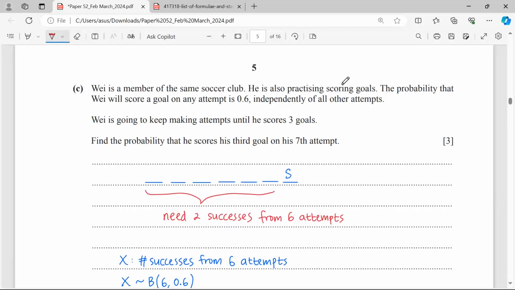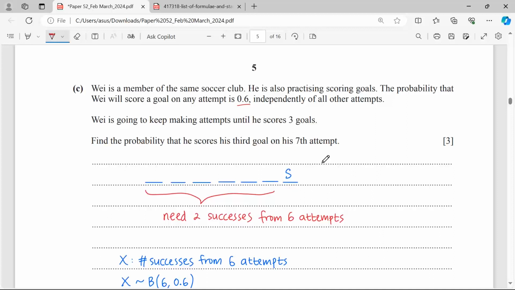Okay, for part C, Wei is a member of the same soccer club. He is also practicing scoring goals. The probability that Wei will score a goal on any attempt is 0.6, independently of all other attempts. Wei is going to keep making attempts until he scores 3 goals. The question is, find the probability that he scores his 3rd goal on his 7th attempt. So that means after the 7th attempt, he will stop because he has made 3 goals.